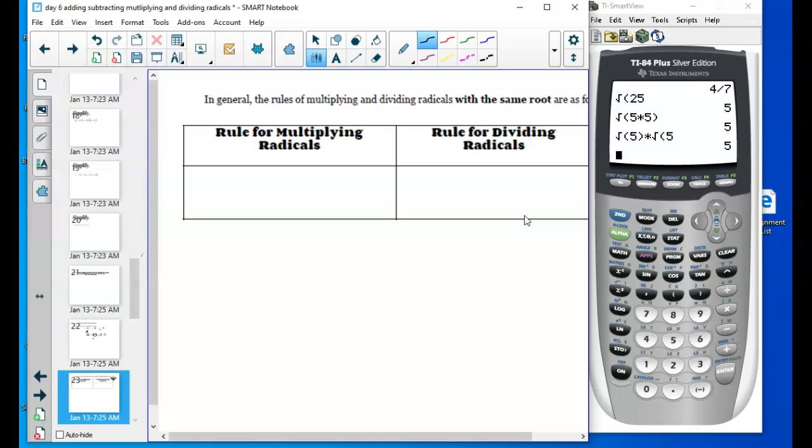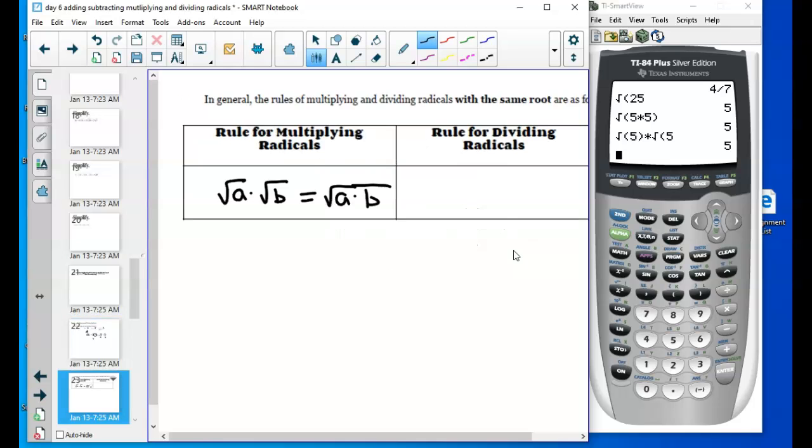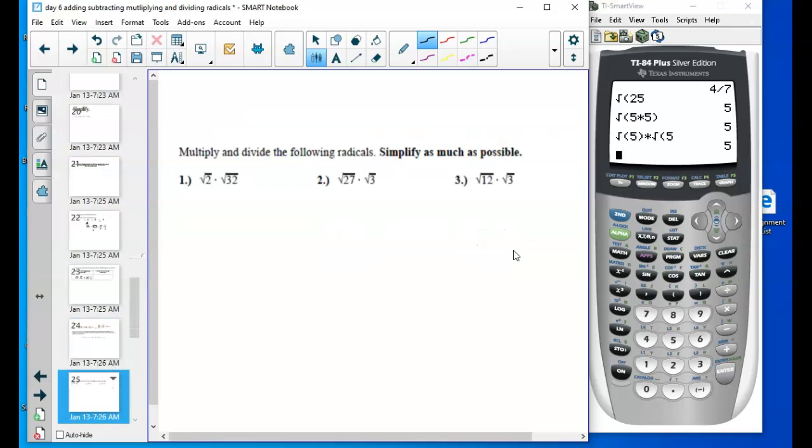The rule for multiplication. So what I can say is that if I'm taking the square root of a and multiplying it by the square root of b, that is the same thing as taking the square root of a times b, all underneath the same radical sign. Okay? So this is a and this is b. Multiplying those two together underneath the same radical sign gets me the same answer as if I were just to take the square root of everything multiplied together. Okay? All right.